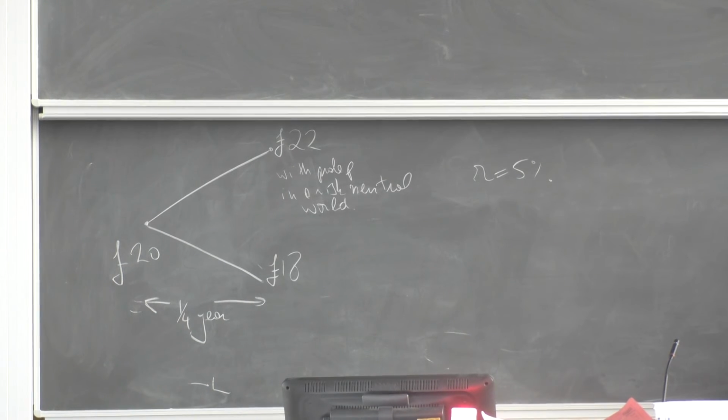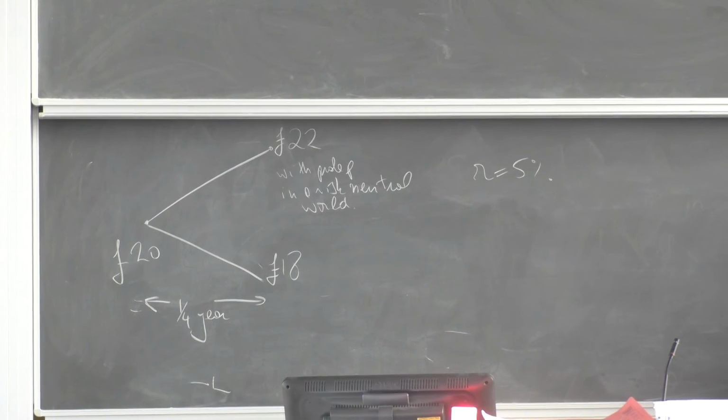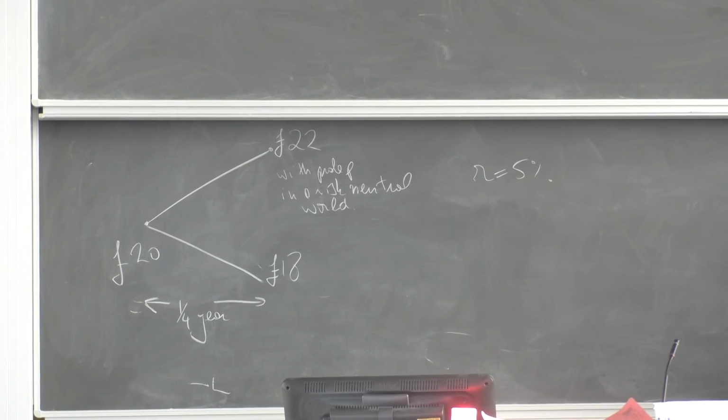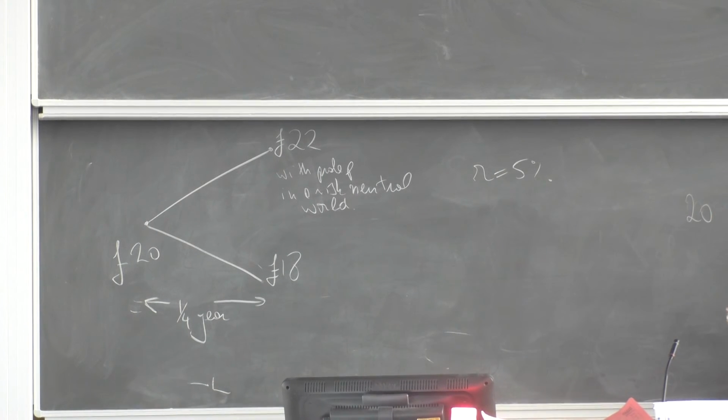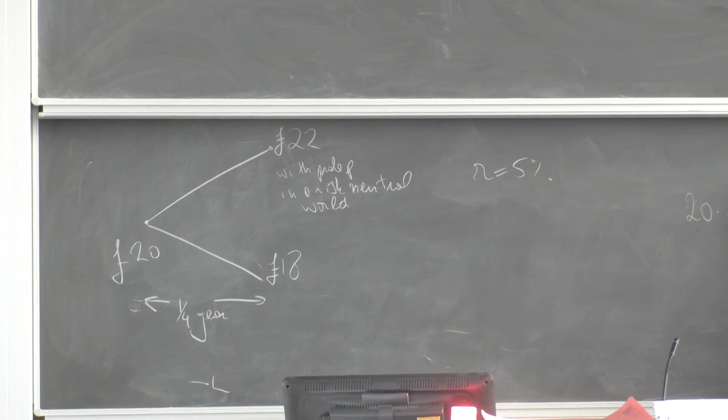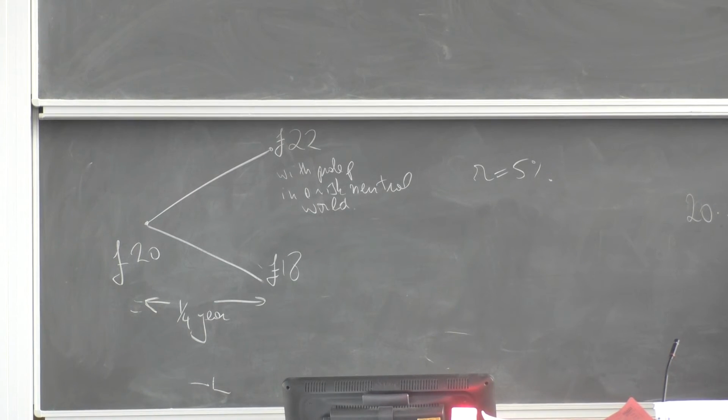So let's go to this risk-neutral world, and we go to people there, and we say, okay, you have £20, you can do 2 things. You can take your £20 and put it in a safe savings account. You do this for a quarter of a year. After a quarter of a year, you're going to find that you have your £20 times e to the 5% times a quarter.